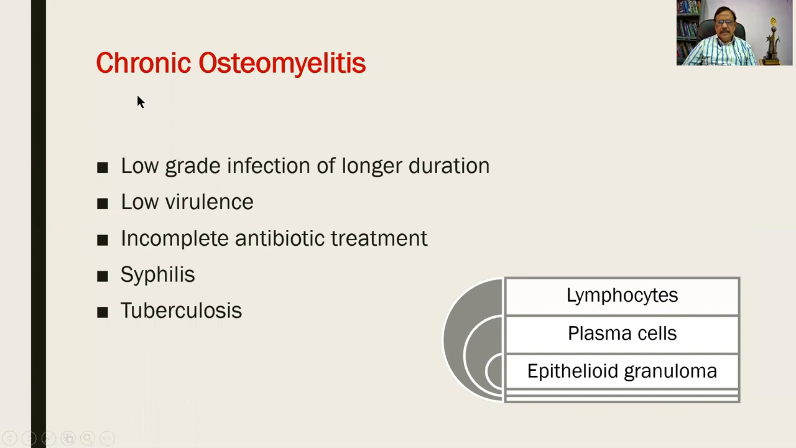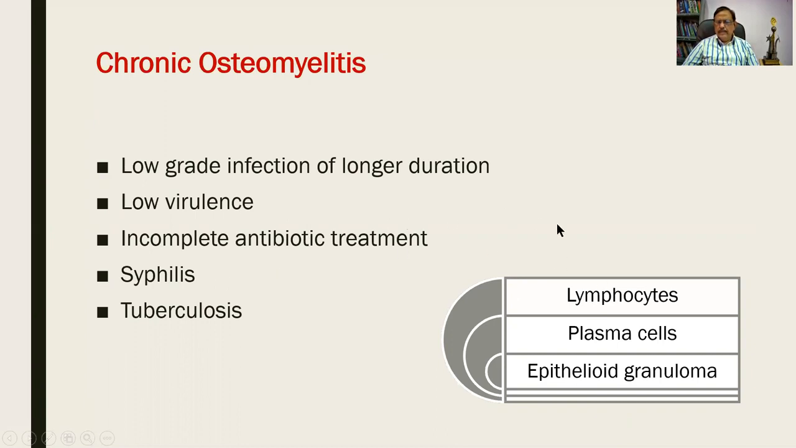As I had mentioned earlier, there is an acute osteomyelitis and the second one is a chronic osteomyelitis. Chronic means it is a low-grade infection. It is of a long duration. The organism also is of low virulence. And sometimes it can happen because of incomplete treatment. The patient takes the treatment for some time and stops. Syphilis, tuberculosis, these are some special causes for chronic osteomyelitis.